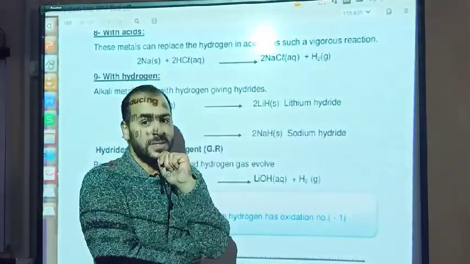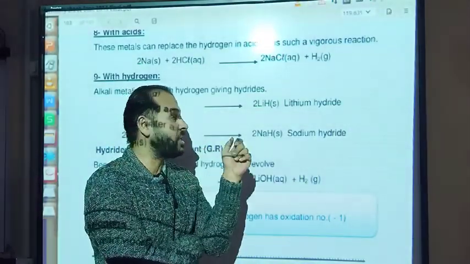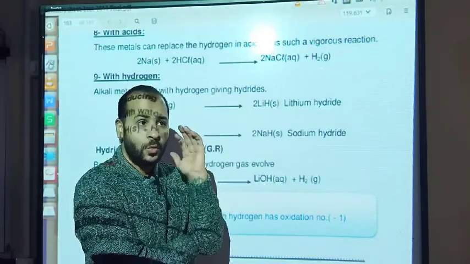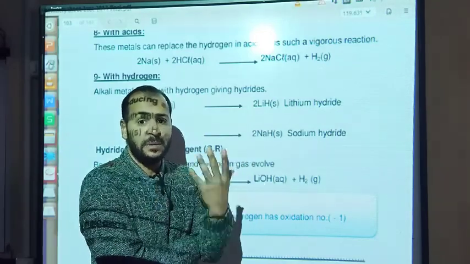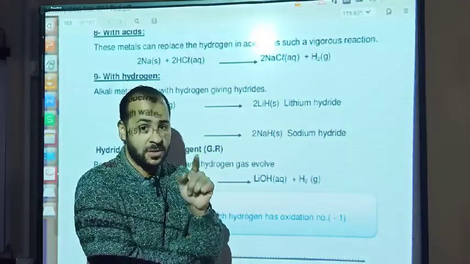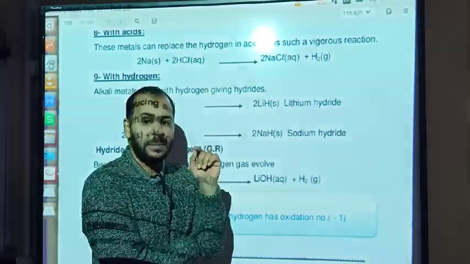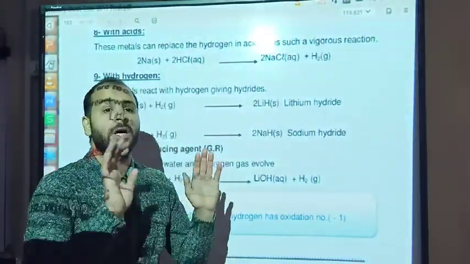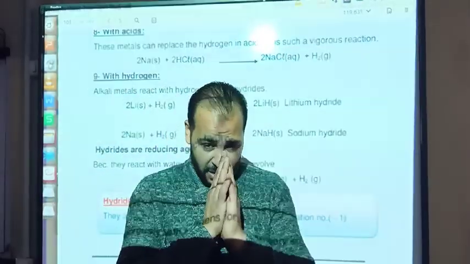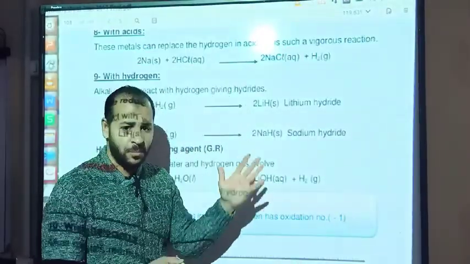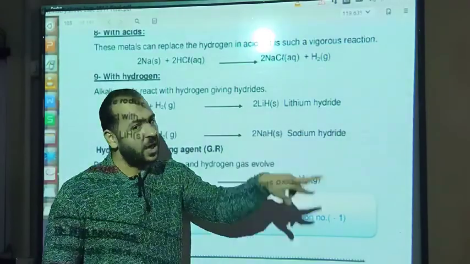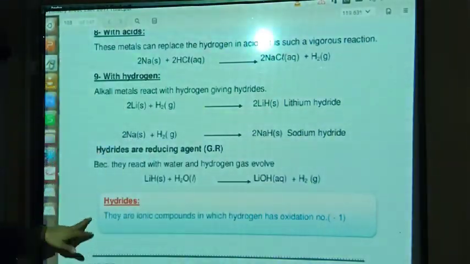We have a tricky question. The oxidation number of sodium in sodium hydride: you are expecting that I'm asking about the oxidation number of hydrogen, but concentrate well. I'm asking about the oxidation number of sodium. It's constant. It is positive 1 in any compound. Sodium is positive 1 while hydrogen is negative 1.